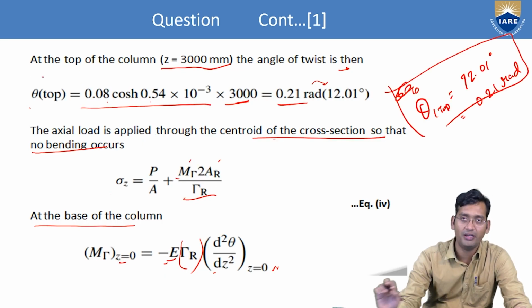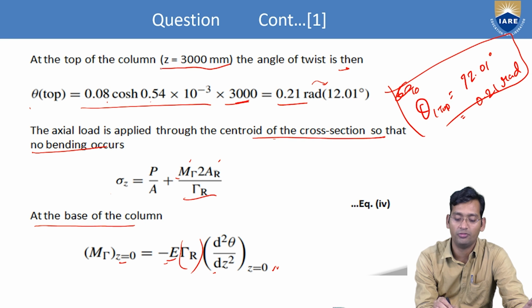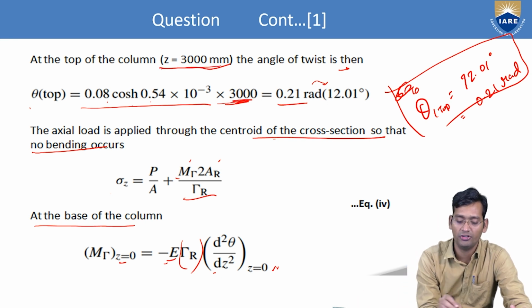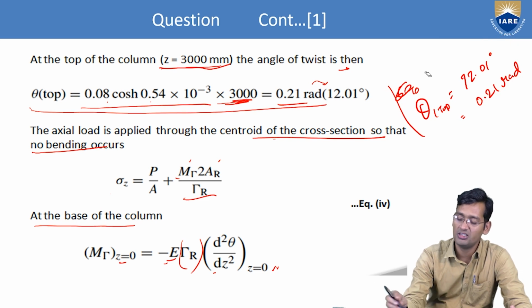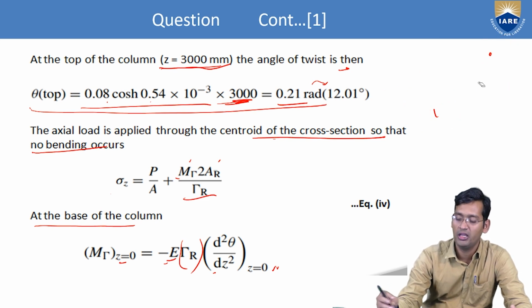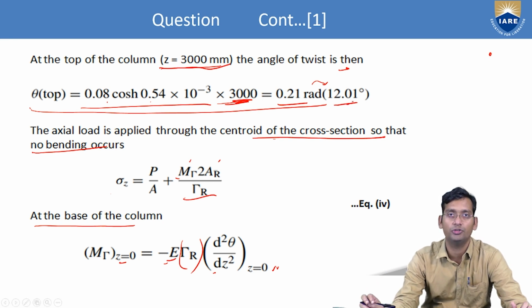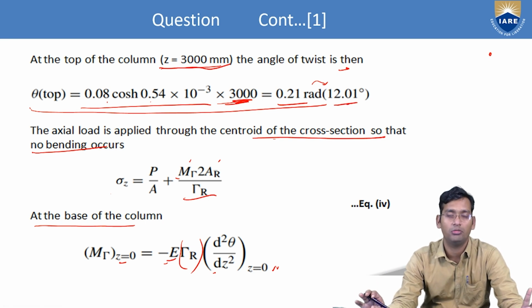It's given that we have to find it at the top of the column. So there z is 3000. Just put the value of z as 3000 here. So theta top, what will you get? 0.21 radian. Once you convert into degrees, that value will be 12.01 degree. So now we found theta top first.